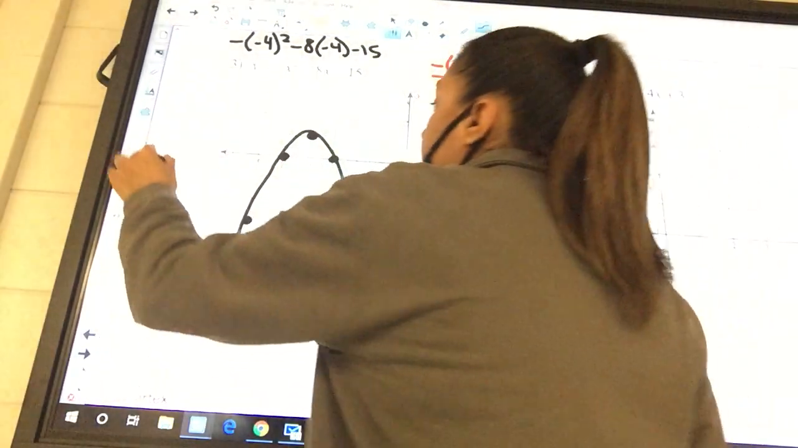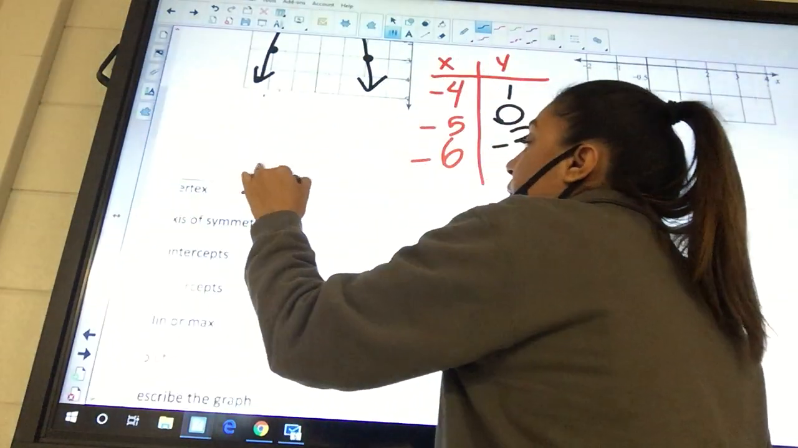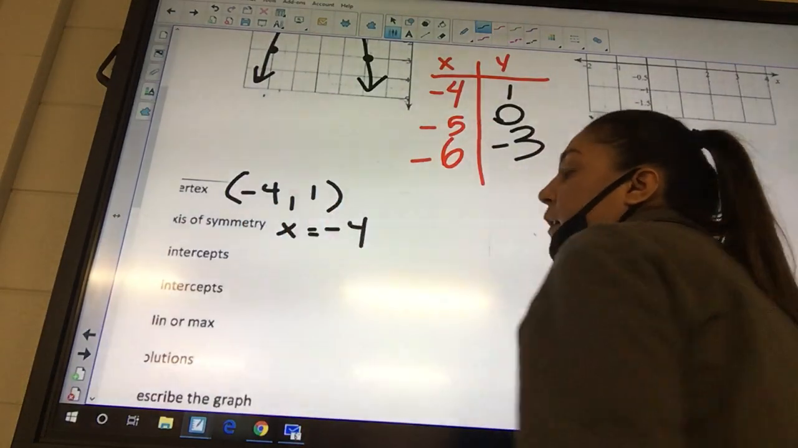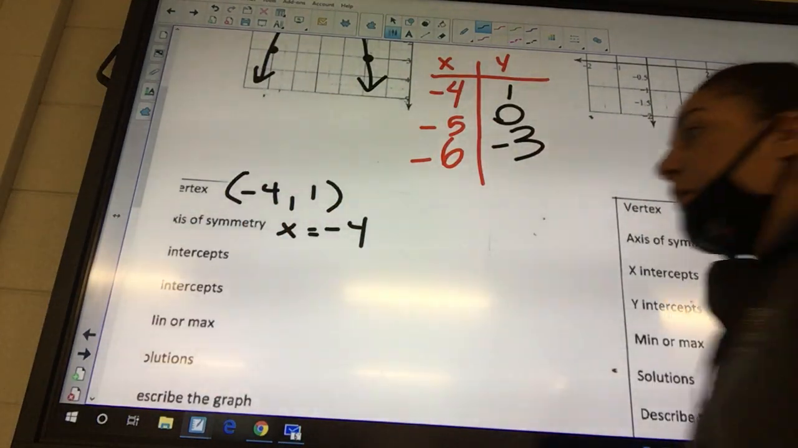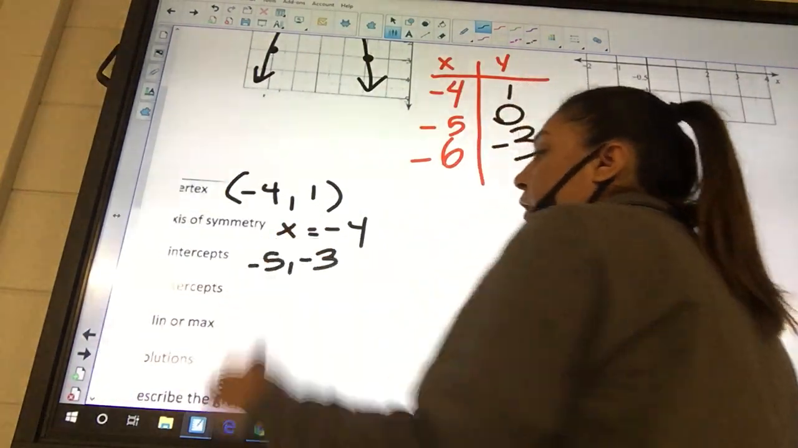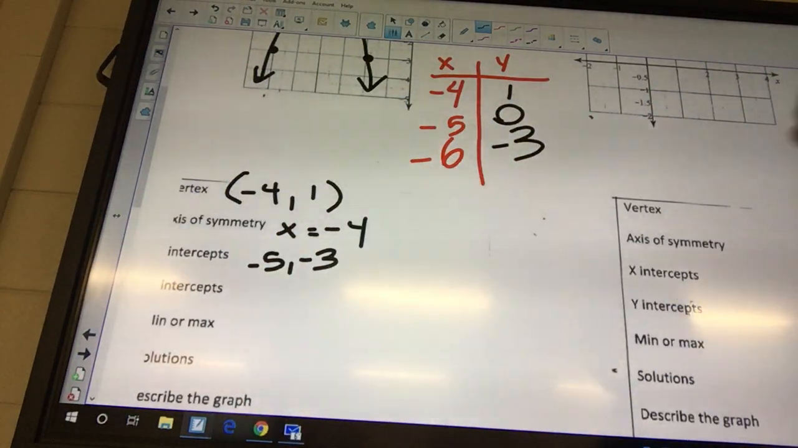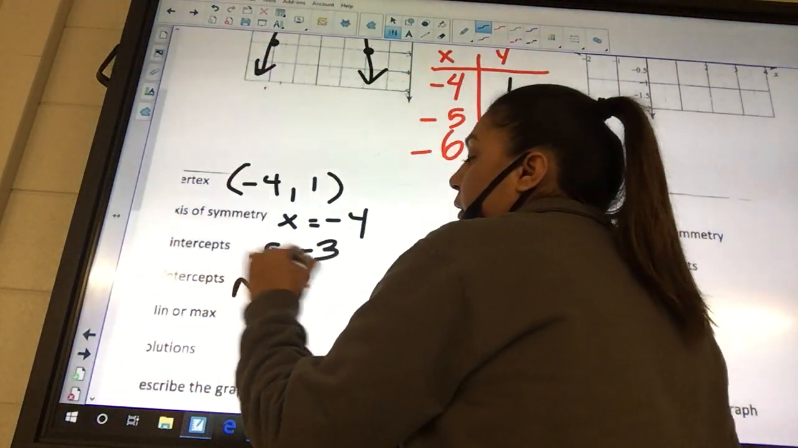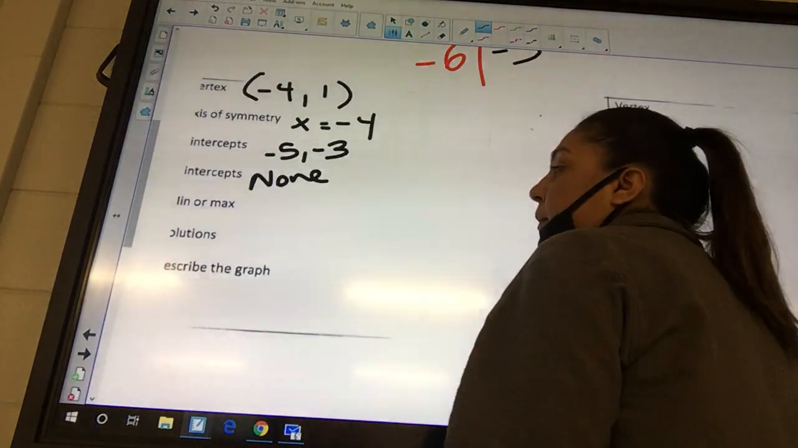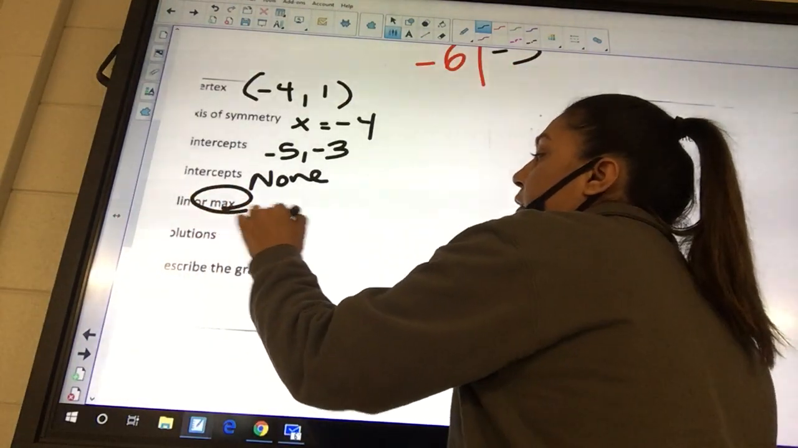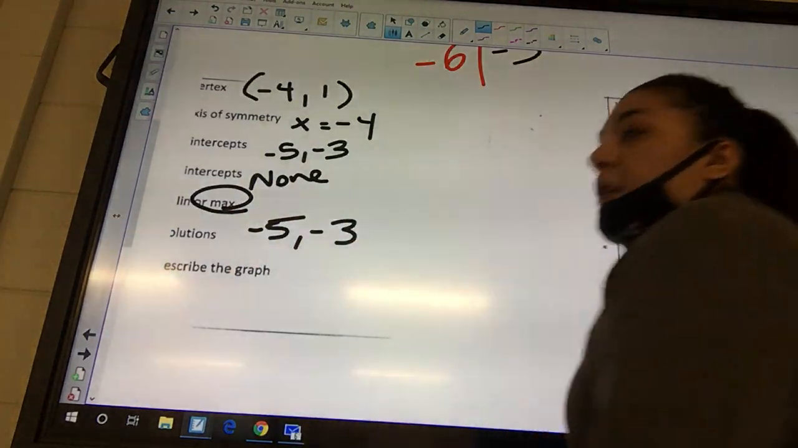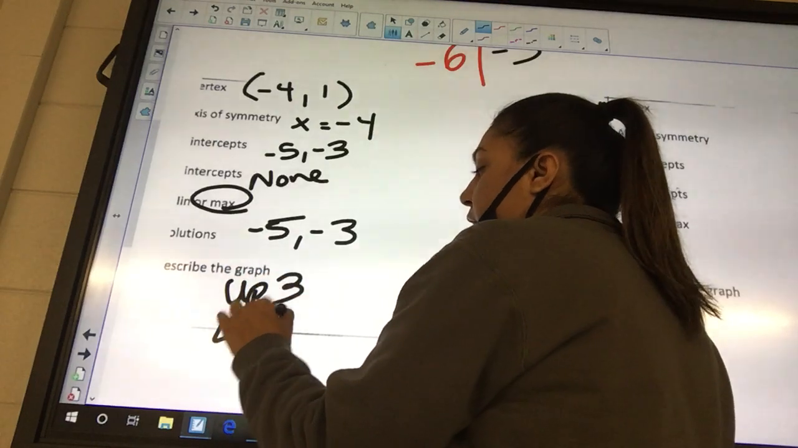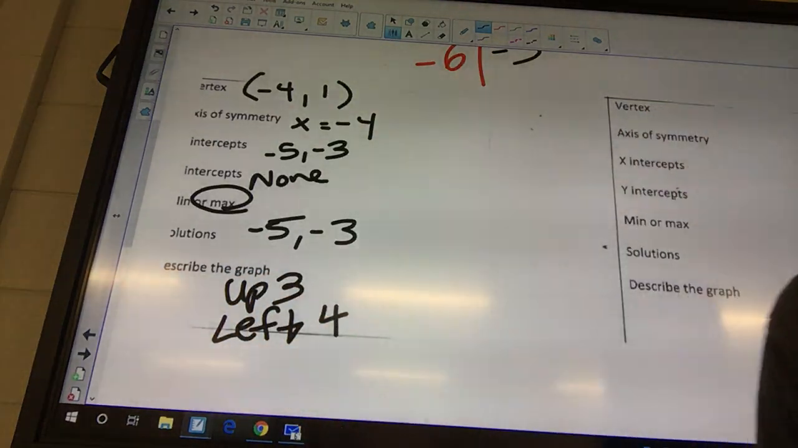On the bottom, what's our vertex? Negative 4, 1. Axis of symmetry. X equals negative 4. X-intercepts. Negative 5, negative 3. Y-intercepts. None. You sure? Yeah, you're right. Min or max? Max. Solutions. Negative 5, negative 3. Description. Up 1, left 4. You guys agree? What else do we need to say though?